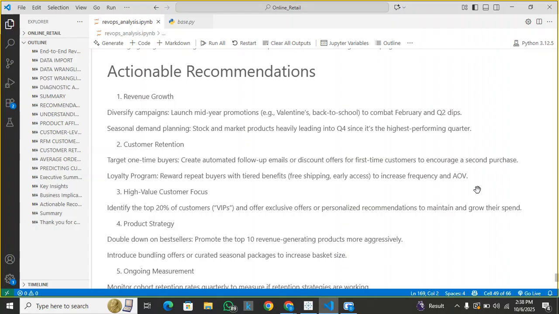So number four, product strategy. Double down on bestsellers by promoting the top 10, 20, 50 revenue generating products more aggressively, depending on the number of top products the business wants to promote, based on their outlook and the marketing budgets. And then introduce bundling offers or curated seasonal packages to increase basket size. Lastly, ongoing measurements.